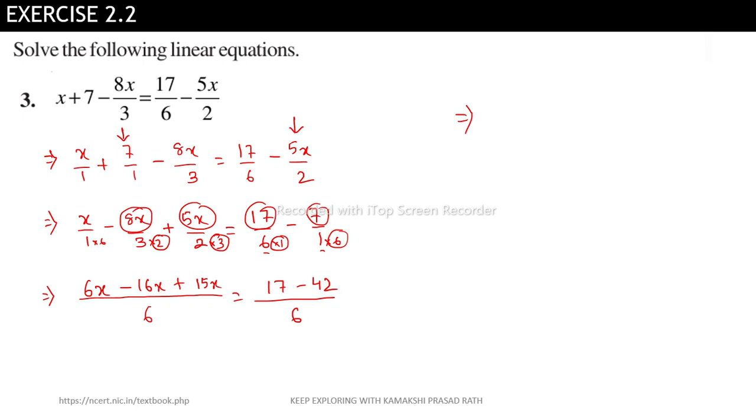Next, solving the numerator part, 6 minus 16, we get minus 10. So we'll write it here: minus 10x plus 15x by 6 is equal to 17 minus 42. 17 minus 42, we get negative 25. Since the signs are opposite, we subtract and put the sign of the bigger number. Next, minus 10 and plus 15 gives us 5. So 5x by 6 is equal to minus 25 by 6.